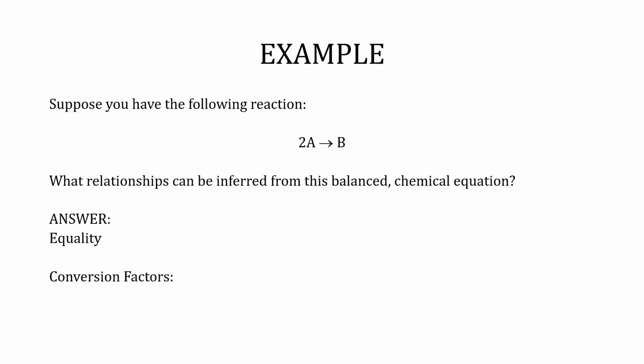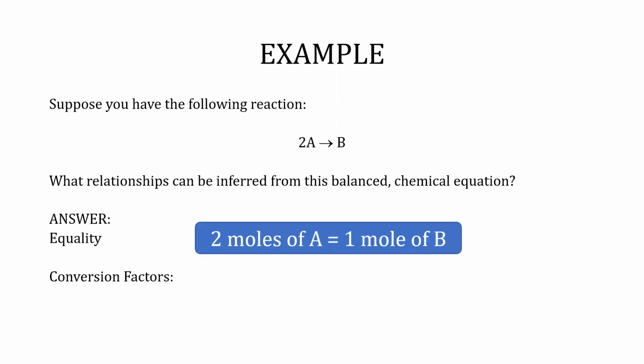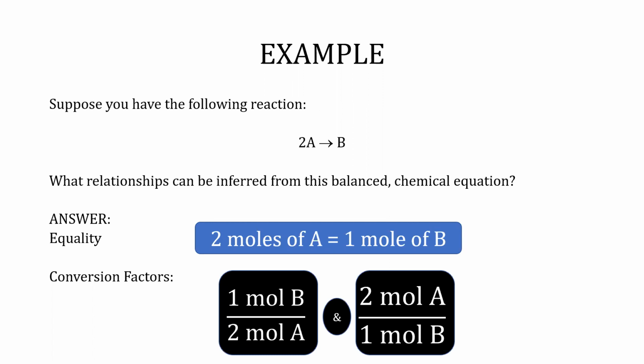Suppose you have the following reaction: 2A forms B. What relationships can be inferred from this balanced chemical equation? The equality is 2 moles of A equals 1 mole of B. The two converting factors are 1 mole of B over 2 moles of A and 2 moles of A over 1 mole of B.